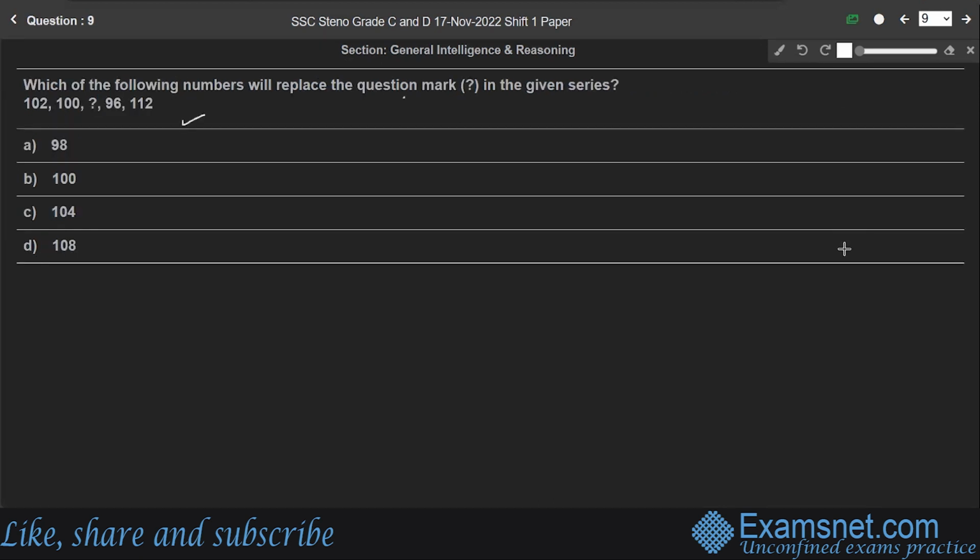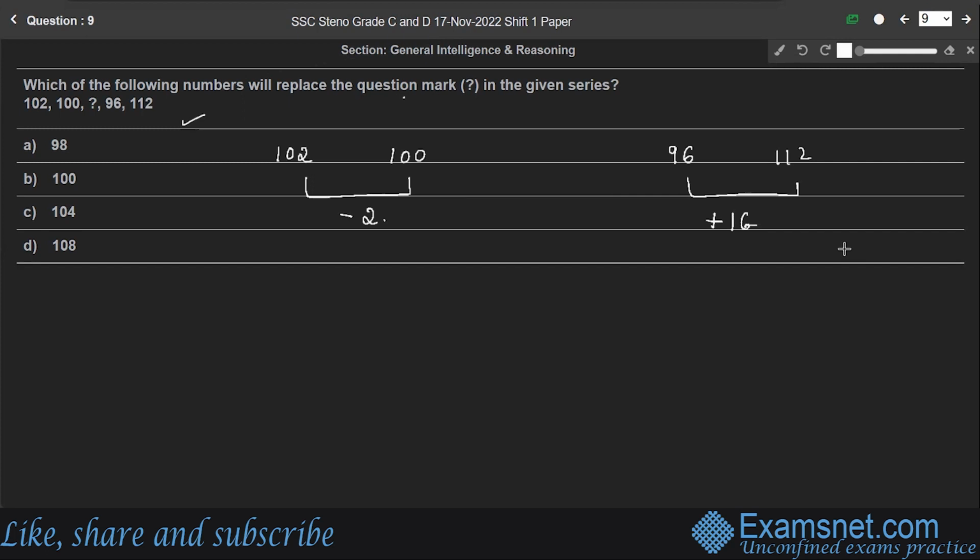Question number 9. Which of the following numbers will replace the question mark in the given series? So here the first number is 102, second number is 100. The difference is 2 here, so 102 minus 2 is equal to 100. We need to find the third number. For that, we'll consider the last two numbers, 96 and 112. So 96 plus a number gives 112. What is that number? 96 plus 16.